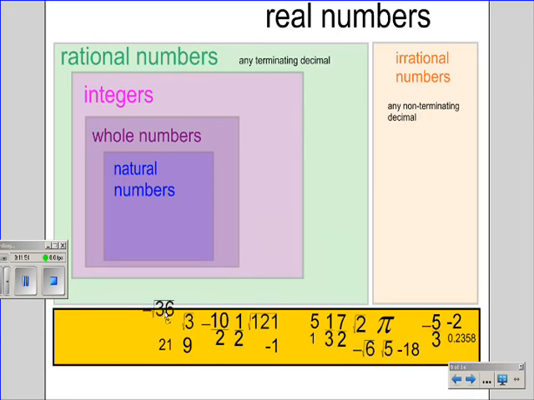the biggest set of numbers that they belong to and try to classify them from the outgoing, or from the center going out. So the opposite of the square root of 36 would be an integer, rational, and real number. 21 would be a natural. Then that's also, you see it's in the whole numbers. It's also an integer, it's also rational, it's also real.